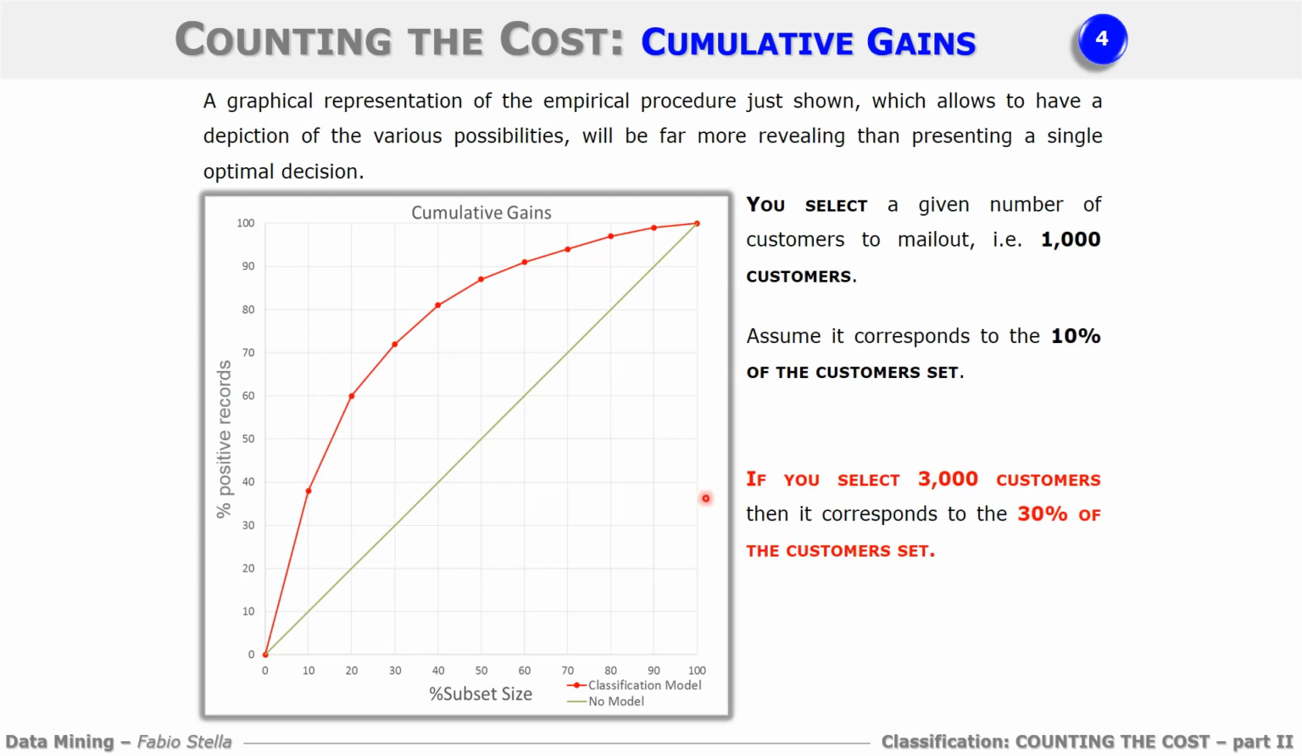On the contrary, if you select 3,000 customers to belong to the customer subset, then it corresponds to 30% of the customer set. Then you go to the cumulative gains diagram and you select on the x-axis the value 30. Then you intersect the line associated with the classification model to compute the percentage of positive records associated with it, which in this case is equal to 72%.